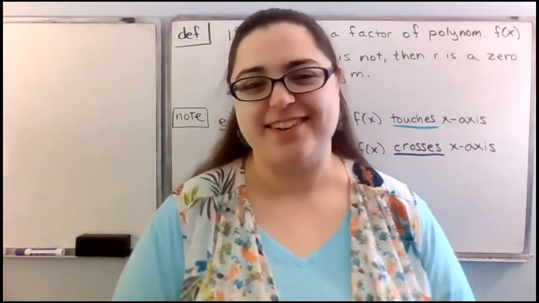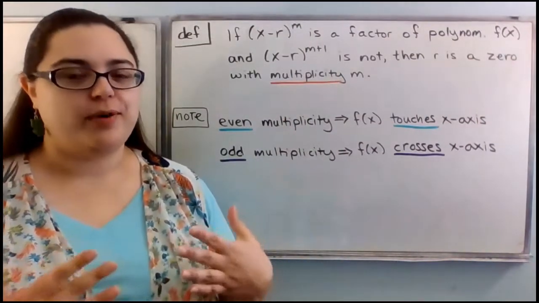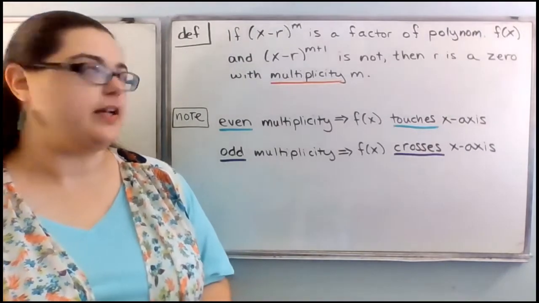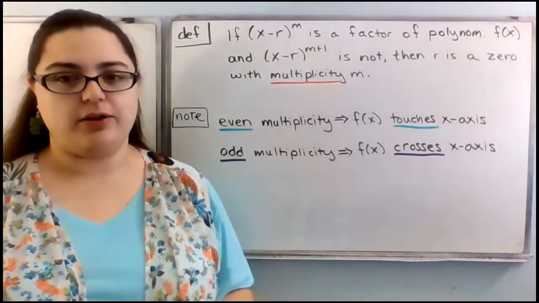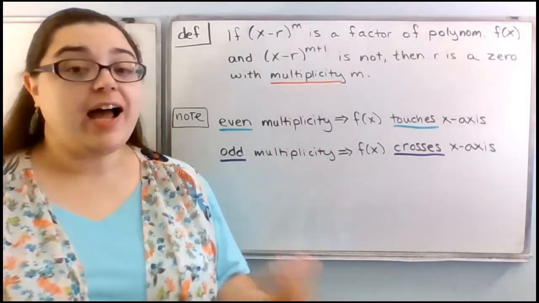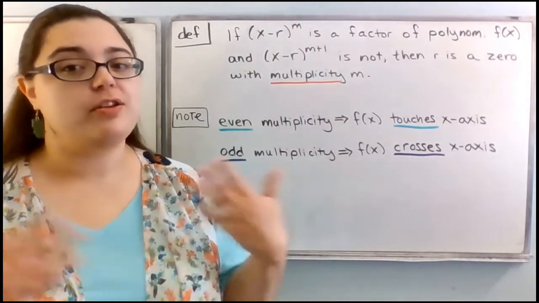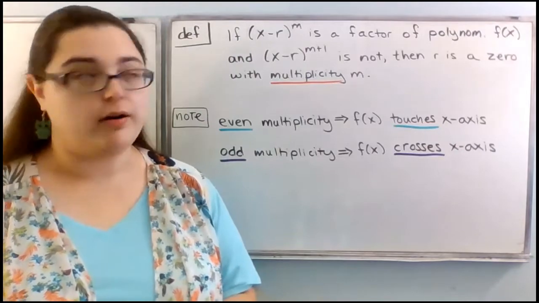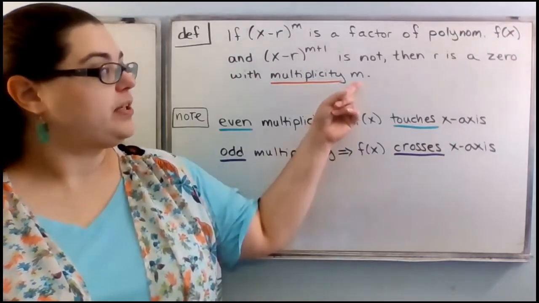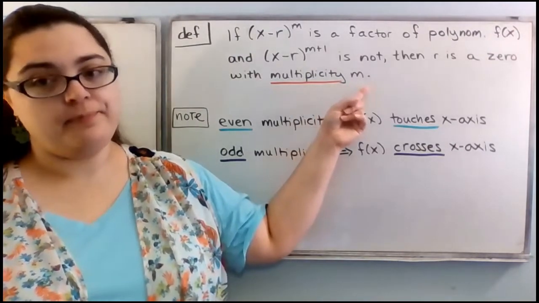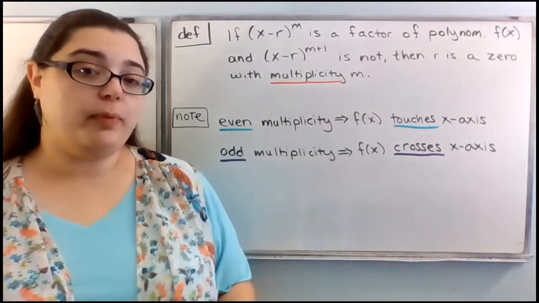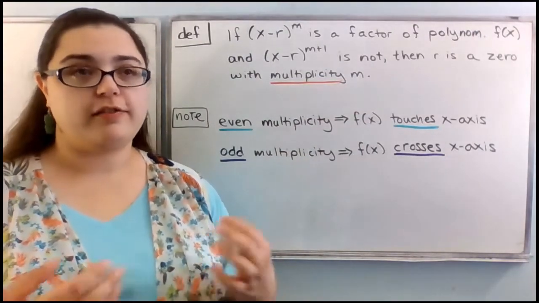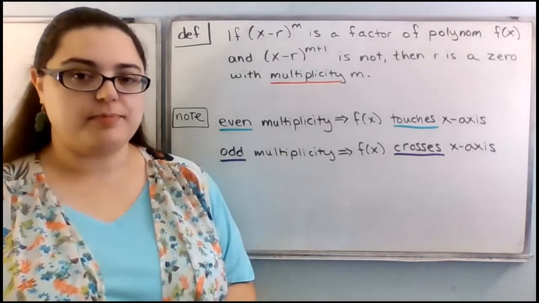So let's get started. Here's our definition for multiplicity. If you have x minus r to the m as a factor of your polynomial, and that m is the highest exponent it can be, so it has no other factors of x minus r, then the multiplicity is going to be m. Now, the multiplicity is going to help us determine what the function does at its x-intercept.